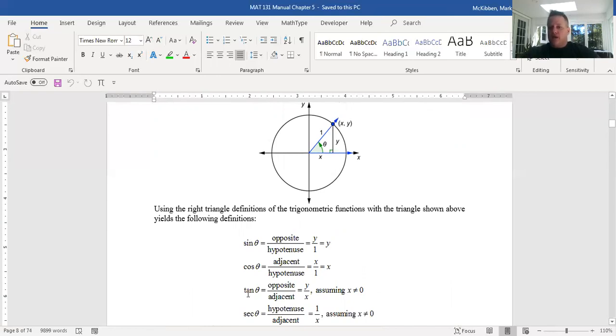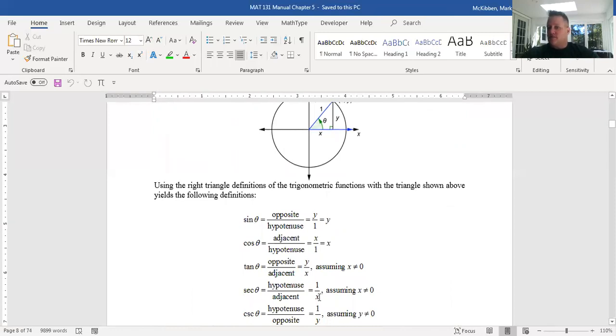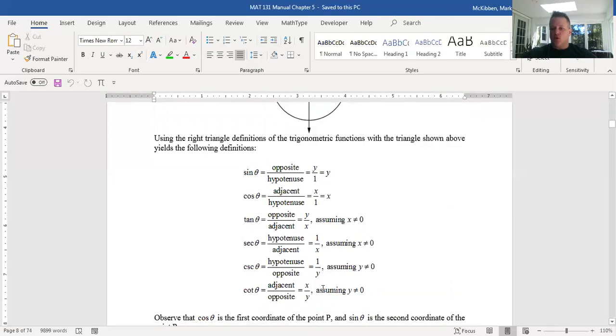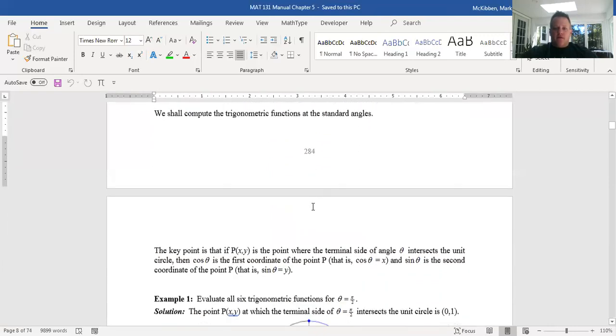Once you have those, everything else is defined in terms of y and x, right? So tangent is y over x, secant is 1 over x, so on and so forth. All right, but the key to remember here is that the sine of theta is the y coordinate of a point on the unit circle, and then the cosine is the x. All right, so let's actually look at this.